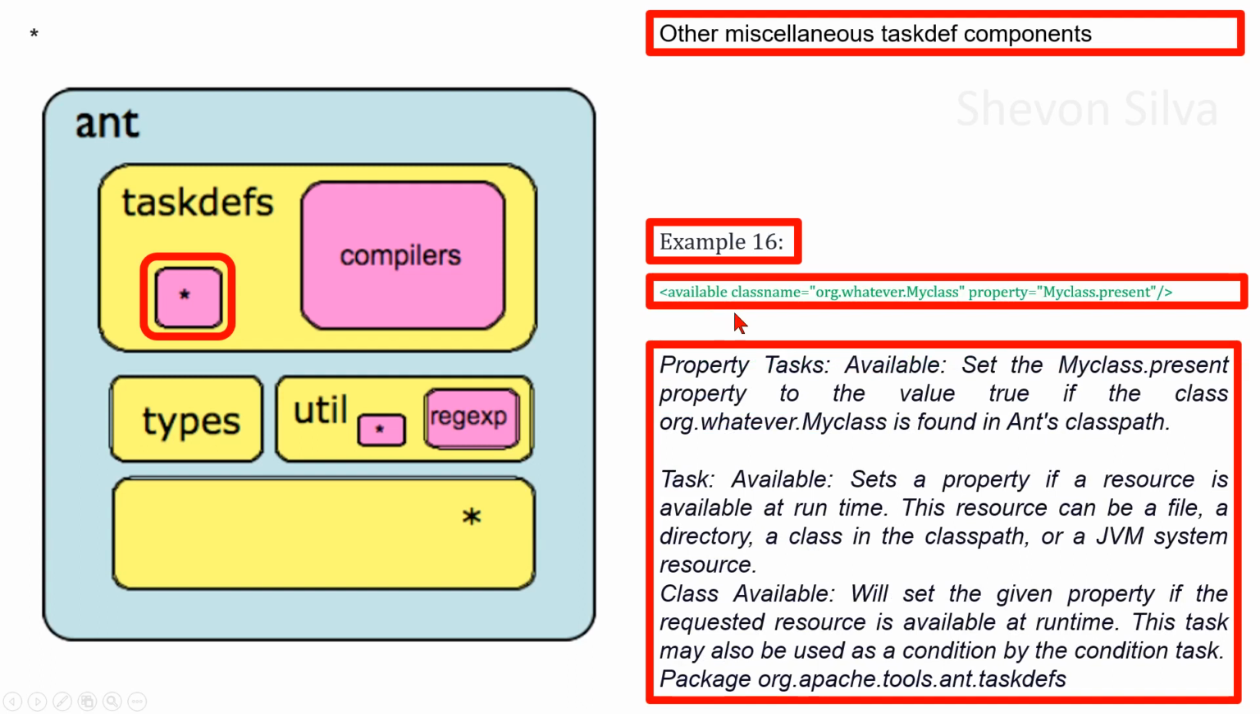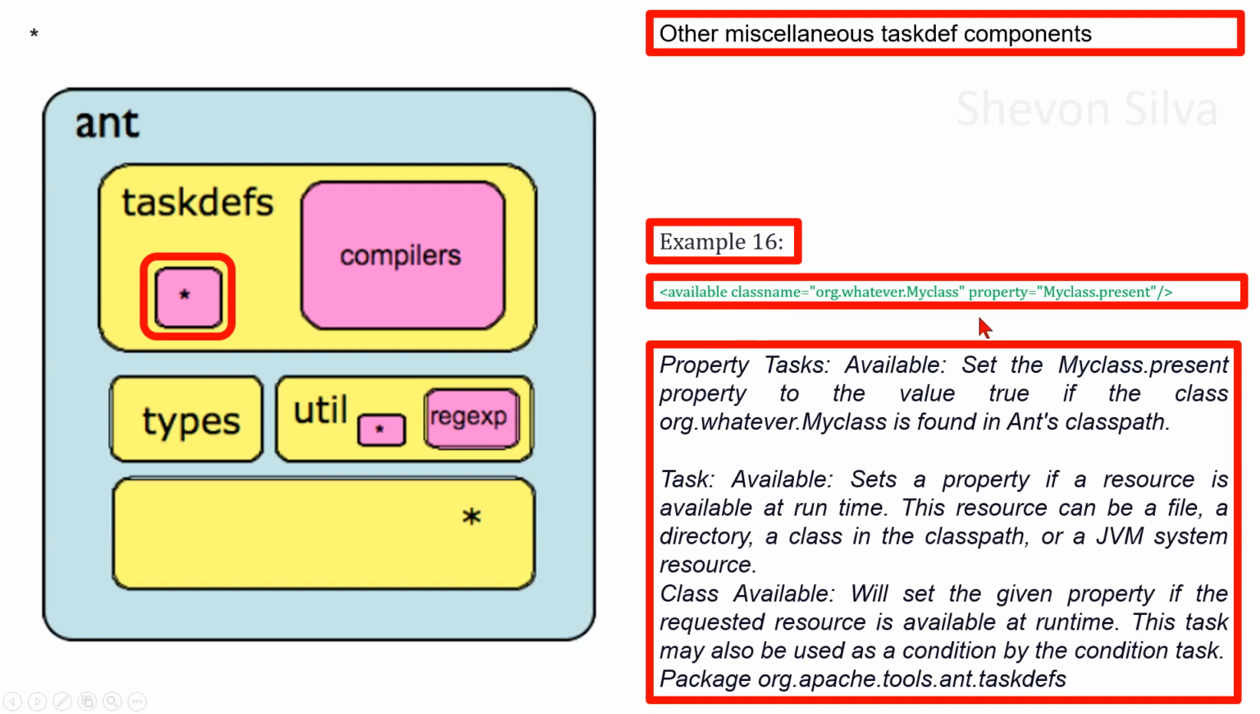Now we are considering the available task in property tasks. Here it sets the myClass.present property to the value true if the class org.whatever.myClass is found in the Ant class path. Task available sets a property if a resource is available at runtime.